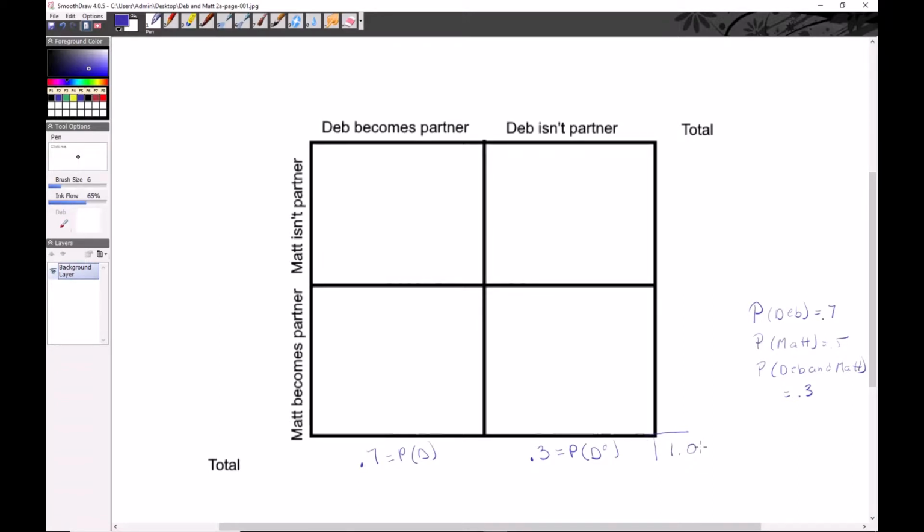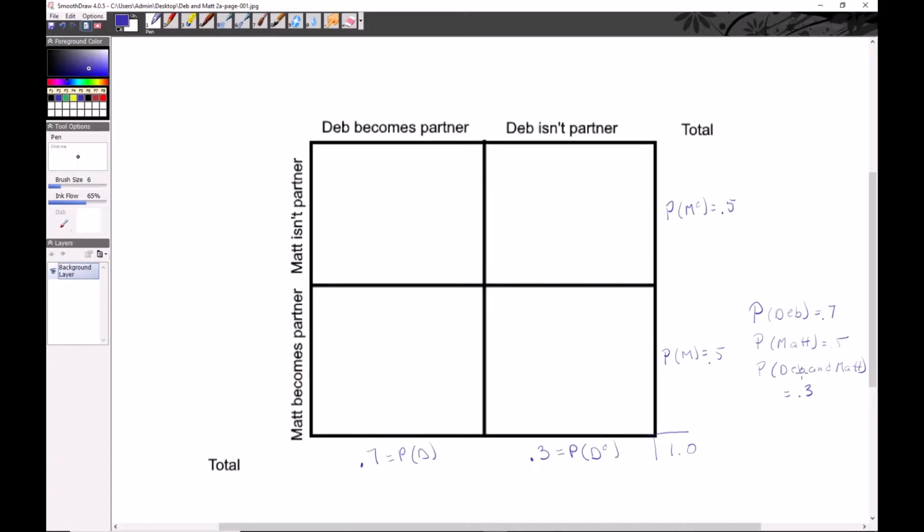So then we can look at Matt. Matt becoming a partner is 0.5. So the probability that Matt is a partner, probability of Matt, is 0.5. Now remember, this has to add up to 1, so the probability that he doesn't become a partner, Matt complement, is also 0.5. Okay? So now we have all the individual probabilities. Now let's go for the joint ones.